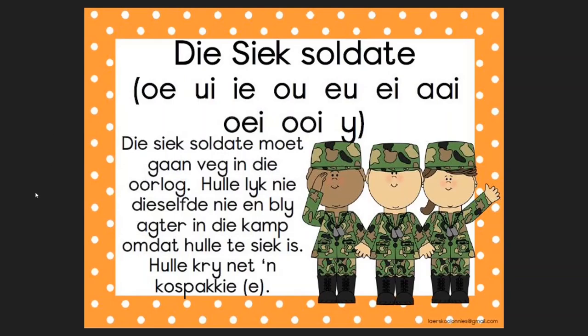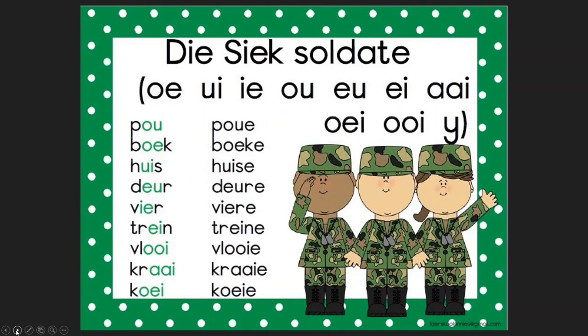Kom ons kyk na die volgende woorde. Pau, poue. A pau is a peacock. Poue. The word stays exactly the same, which is add the extra E vir extra kossies. Boek, a boek, boeke. Huis, a house, huise. Deur, deure. Vier, viere. Now 4 is the number 4. Trein, treine, which is a train.